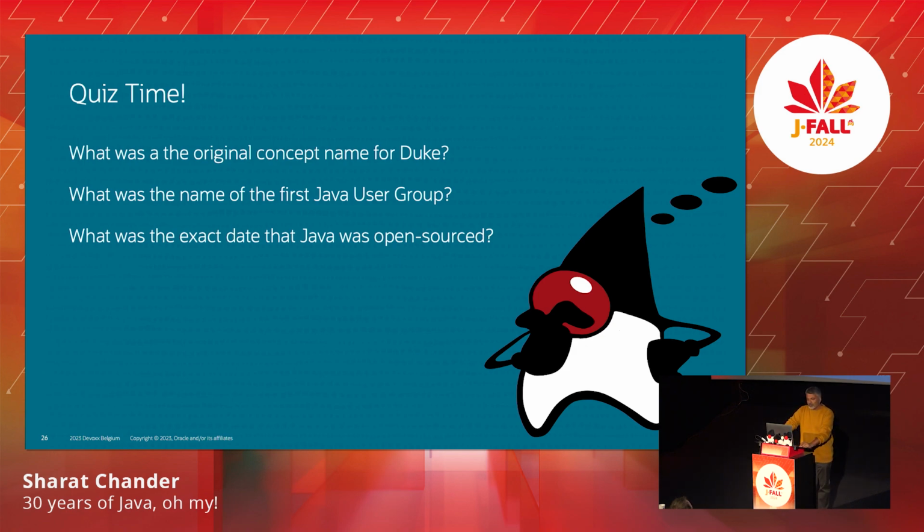First one is, what was the original concept name for Duke? I saw your hand first. Fang. Nice, after almost 30 years. Too long. All right. What was the name of the first Java user group? I saw your hand. Oh, wrong person. Almost, close enough. Thank you. And last but not least, what was the exact date that Java was open source? The exact date. I saw your hand. November 13, 2006. All right, and with that, thank you so much.